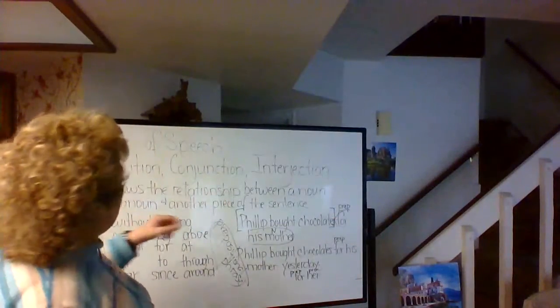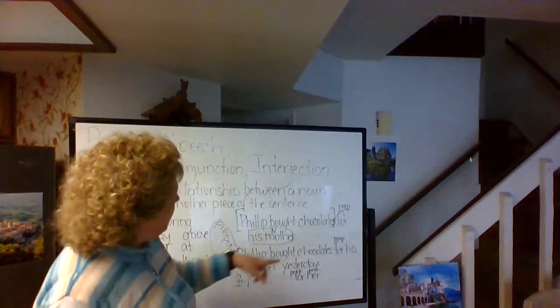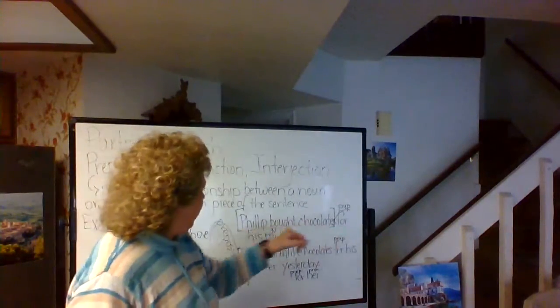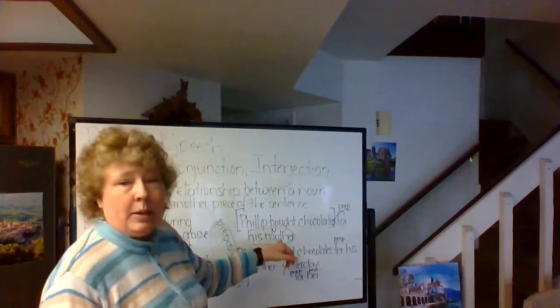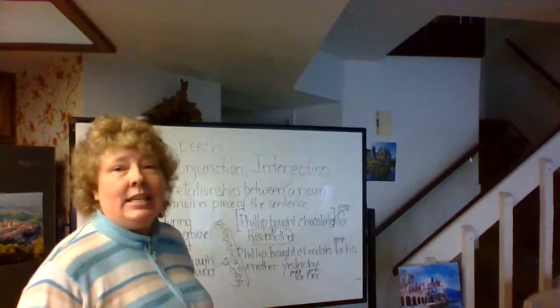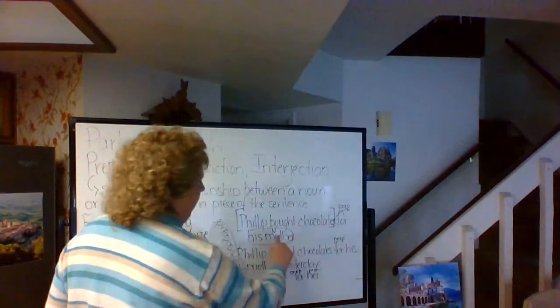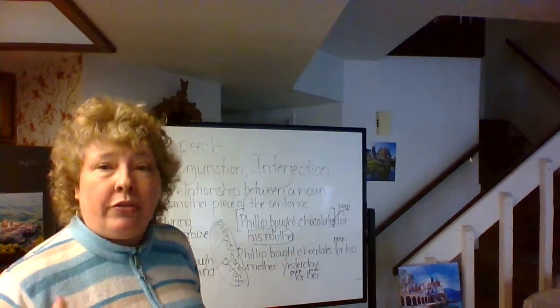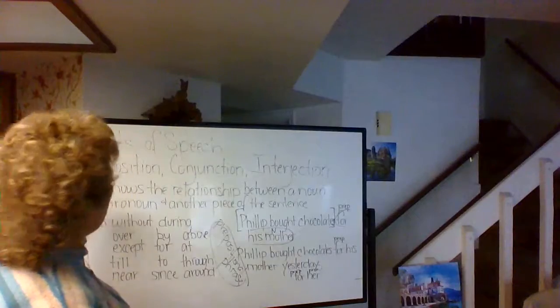Okay. So we found our preposition, for. Now you need to figure out where's the noun or pronoun. So let's look. Philip bought chocolates for his mother. The nearest noun or pronoun. Here it is. Mother. Okay? Mother is a noun. So from for to mother is our prepositional phrase. Does everyone understand that? So we're getting this part.